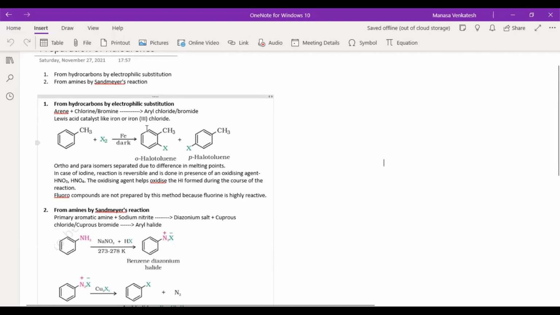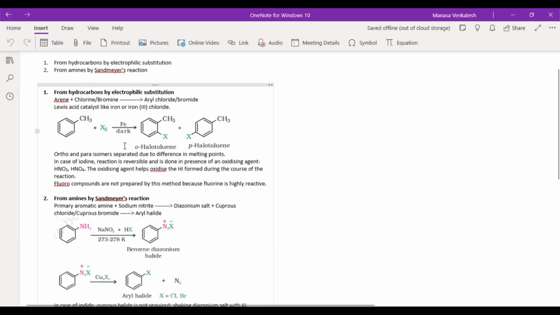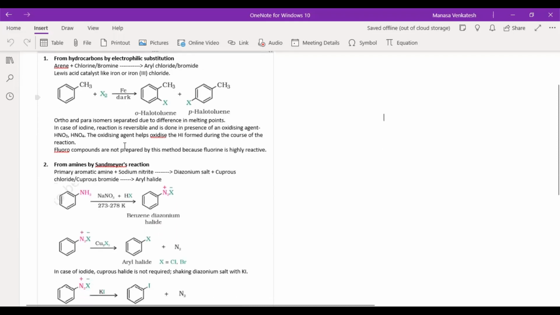One is from hydrocarbons by electrophilic substitution. In case of chloride, and for the product to have a chlorine or a bromine atom, we are basically reacting the arene with chlorine or bromine with iron or iron 3 chloride in the dark, and this gives us two products, ortho and para in this case, and these are separated because of their difference in melting points. Whereas in case of iodine, we add an oxidizing agent which makes sure the HI, the hydrogen iodide which is formed, will get oxidized and it will not interfere with the reaction, because in the absence of an oxidizing agent, the reaction is reversible. And fluorine and fluoro compounds are not prepared by this method.